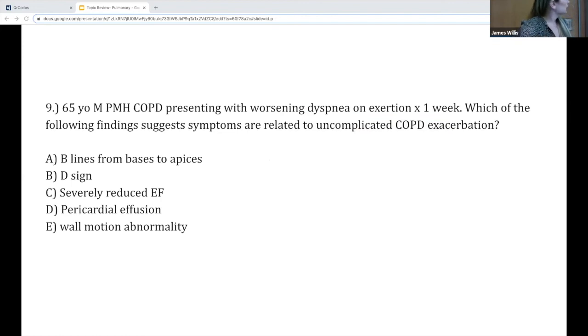65-year-old male with COPD presents with worsening dyspnea on exertion for 1 week. Which of the following suggests symptoms are related to uncomplicated COPD exacerbation?